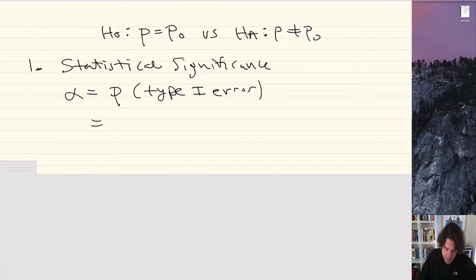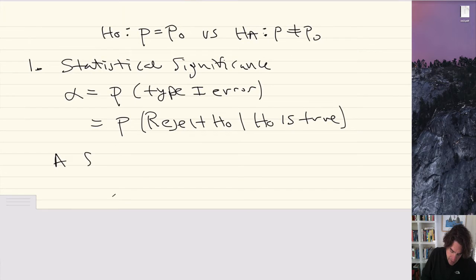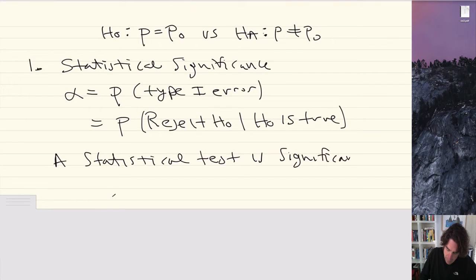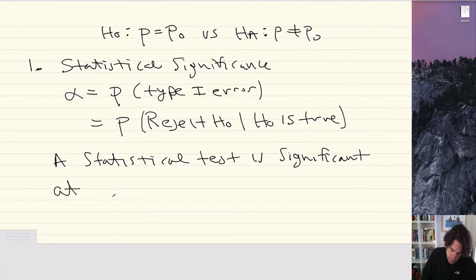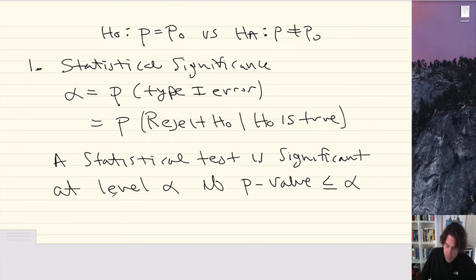And this is equal to the probability of rejecting the null hypothesis when in fact the null hypothesis is true. A statistical test is significant at level alpha if the p-value is less than or equal to alpha.